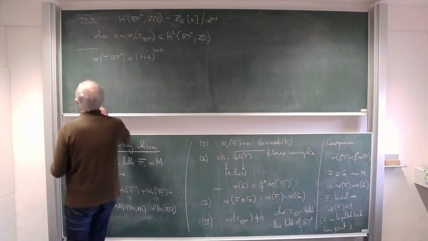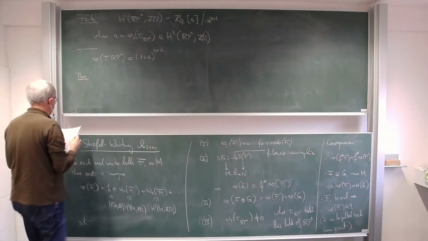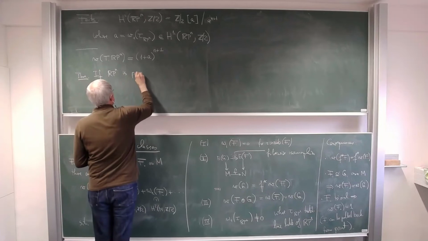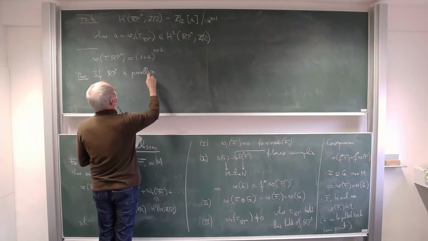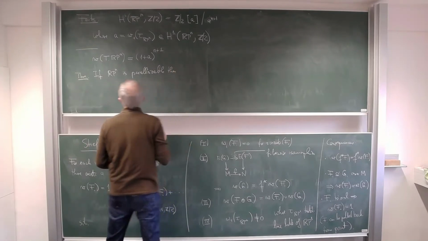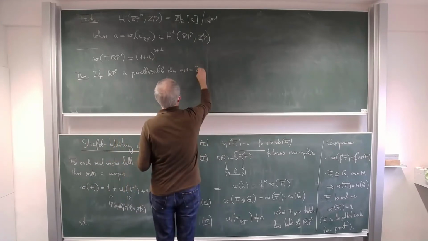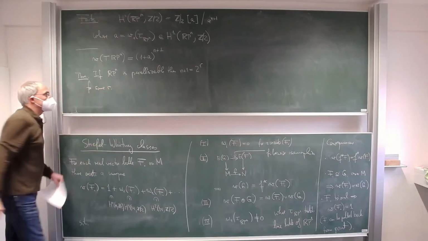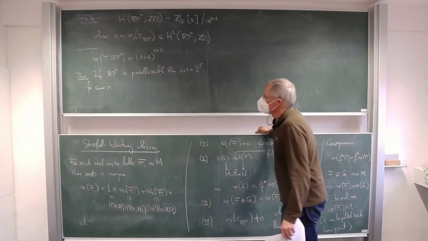But now we come to something which is new, and that is: if RPn is parallelizable, then we have a restriction on the dimension, namely n plus 1 must be a power of 2. Only in these dimensions can RPn be parallelizable. And why is that?